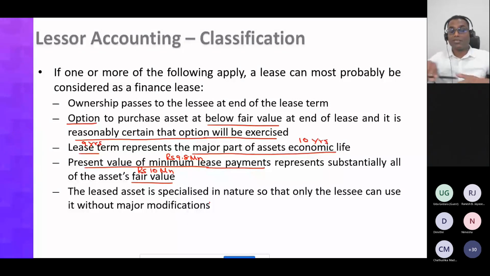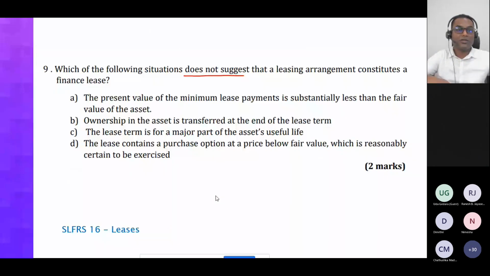In addition to that, as mentioned, there are 3 additional criteria also to be looked at. But what is relevant for this question is only these 5 criteria, so that I limit my discussion at this point. Now you can answer the question. Which of the following situations does not suggest that a lease arrangement constitutes a finance lease? Very important, does not suggest.